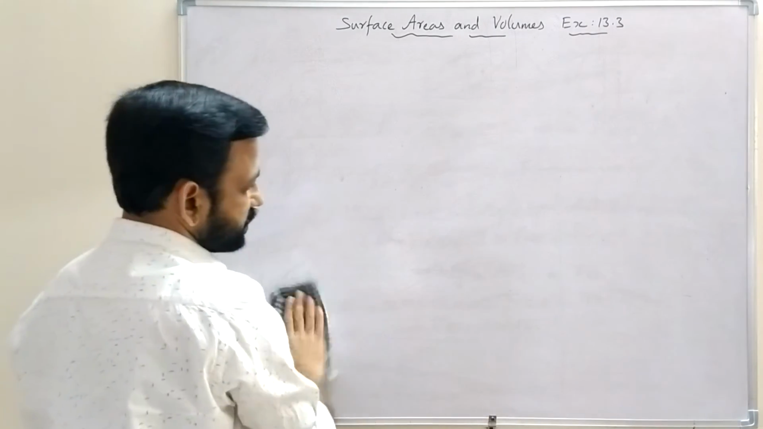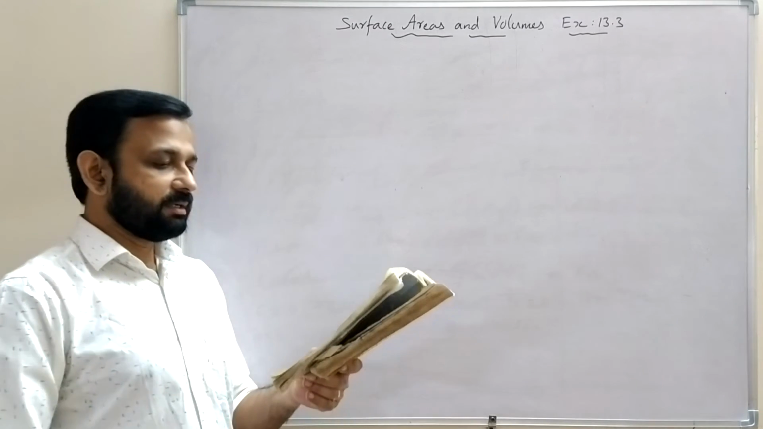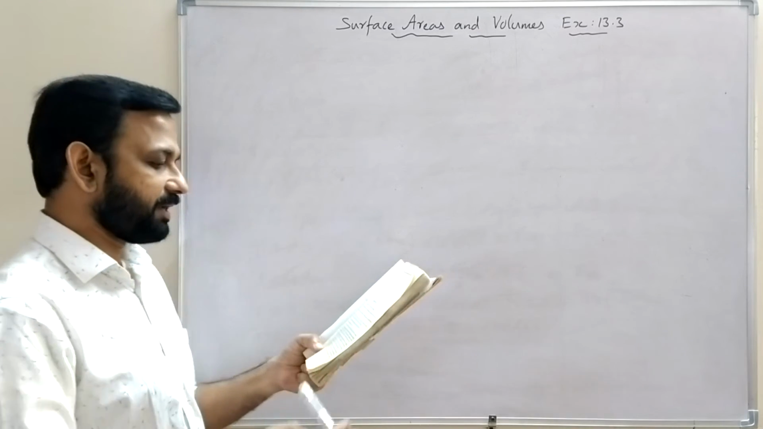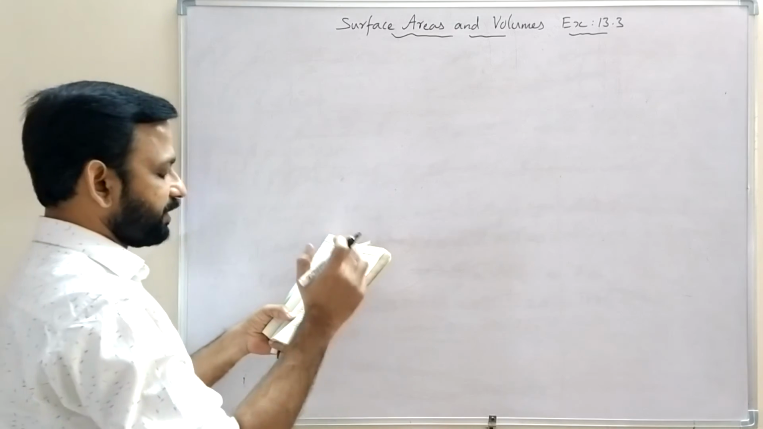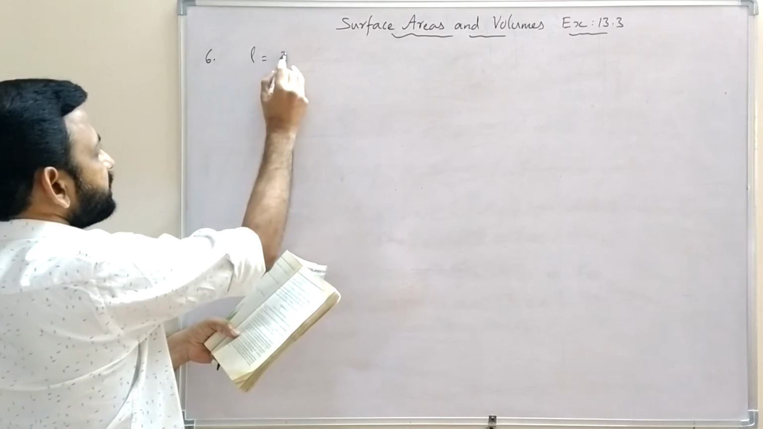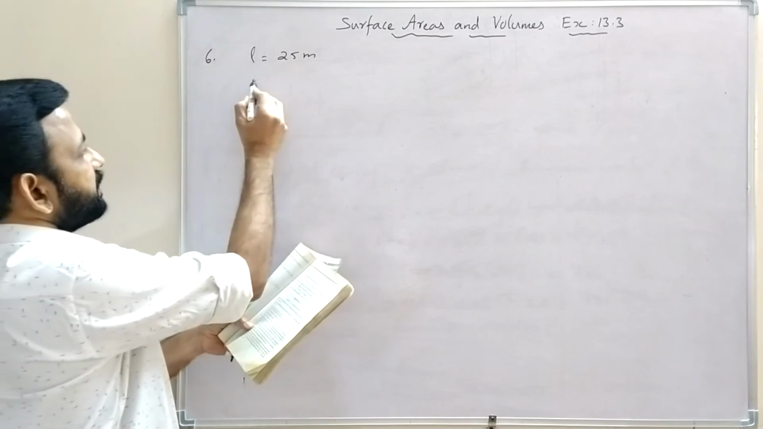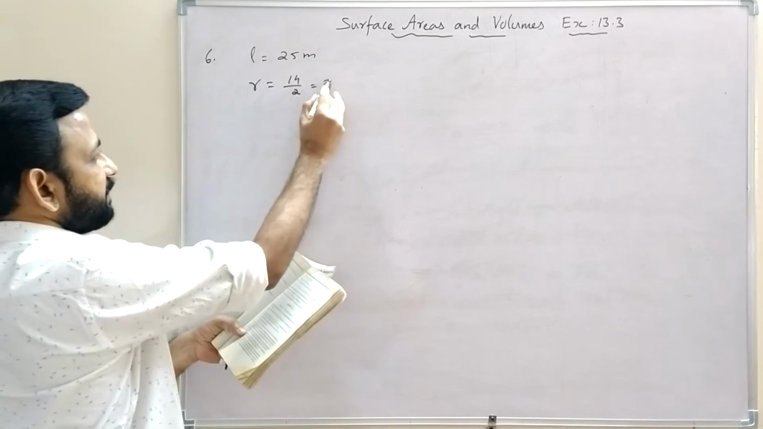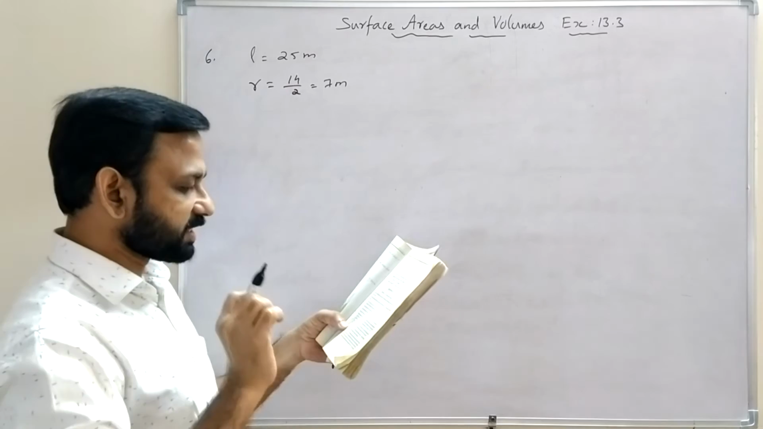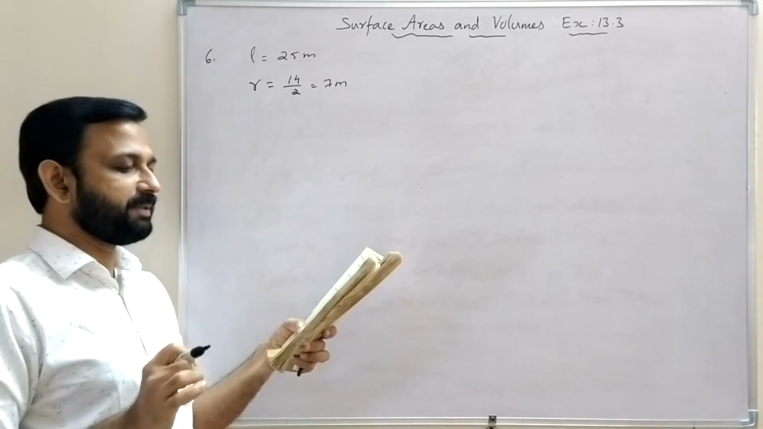Now we will do question number 8. Sorry, the 6th one we will do. The slant height and base diameter of a conical tomb are 25 meter and 14 meter respectively. So in the 6th one, slant height l is equal to 25 meter, and the base diameter is 14, therefore radius is equal to 14 upon 2, that is 7 meter. Find the cost of whitewashing its curved surface at the rate of rupees 210 per 100 meter square.